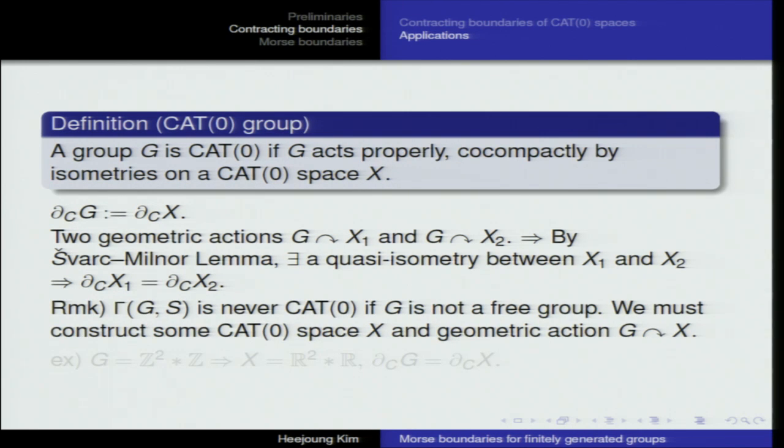Remark, yesterday we learned that the Cayley graph is never CAT(0) if G is not a free group. So we must construct some CAT(0) space X with a geometric action. For example, if your group is the free product of G2 and G, then I construct the space, the free product of R2 and R. Then the contracting boundary of G is homeomorphic to the contracting boundary of X.